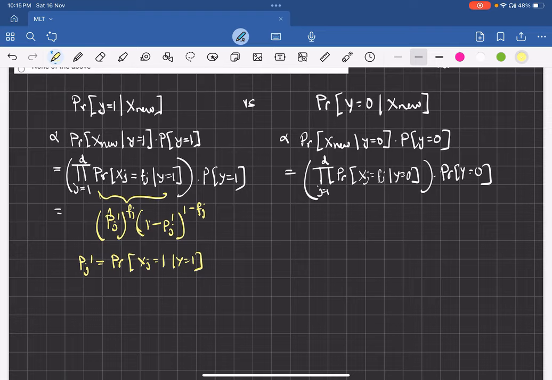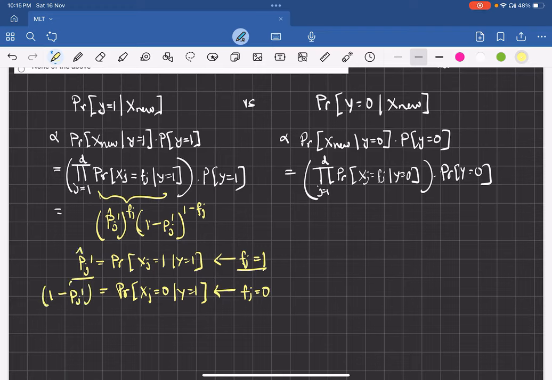Now this means that fj is equal to 1. So if fj is equal to 1, then we have pj1. But what if fj is equal to 0? That is xj equal to 0 given y is equal to 1, and in this case we write this as 1 minus pj1 hat. Okay, these are the estimates. So if fj is 1 we need this term, and if fj is 0 we need the other term.